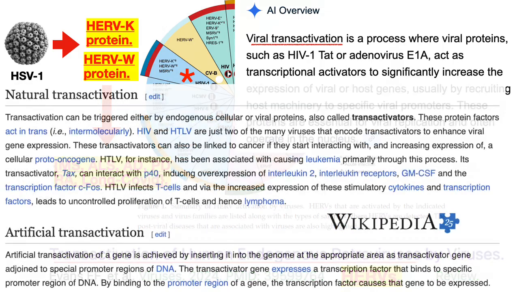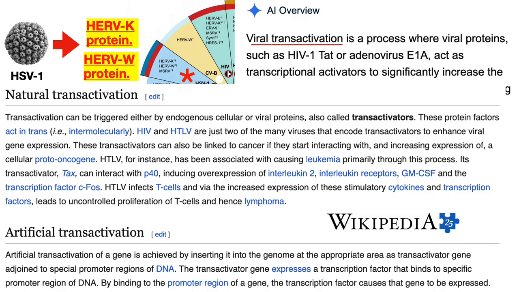In contrast, here is a definition of viral transactivation from Wikipedia. First, a discussion of natural transactivation. Transactivation can be triggered either by endogenous cellular or viral proteins, also called transactivators. These protein factors act in trans, i.e., intermolecularly. HIV and HTLV are just two of the many viruses that encode transactivators to enhance viral gene expression. These transactivators can also be linked to cancer if they start interacting with and increasing expression of cellular proto-oncogenes. HTLV, for instance, has been associated with causing leukemia primarily through this process.